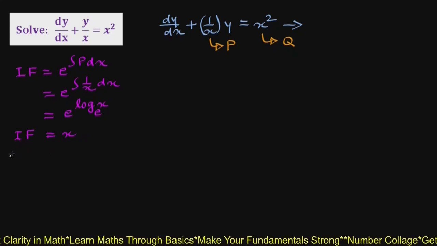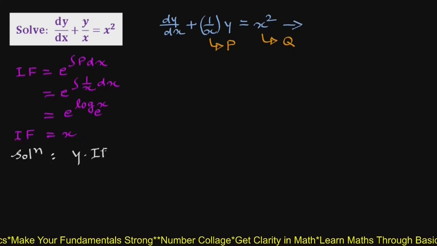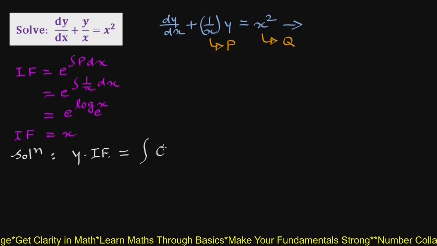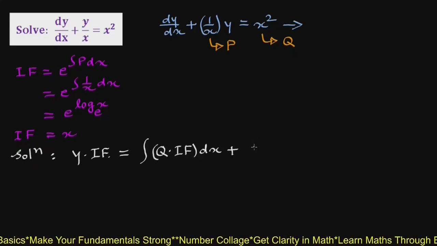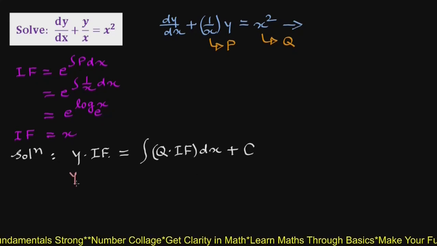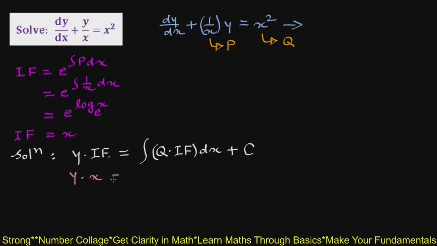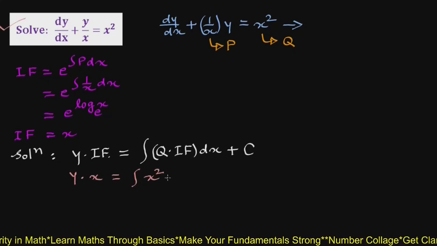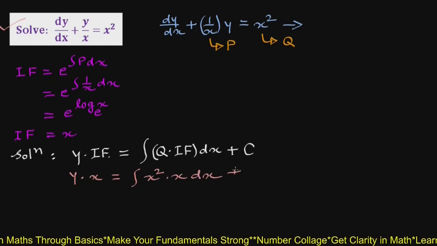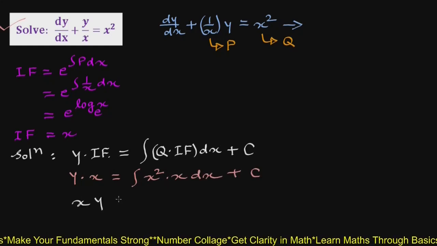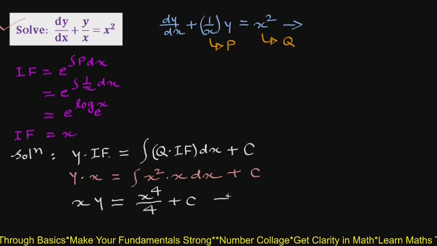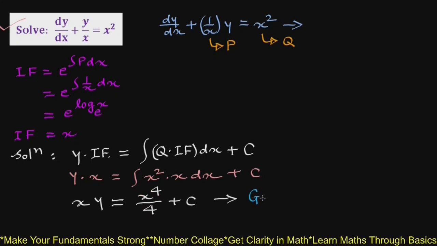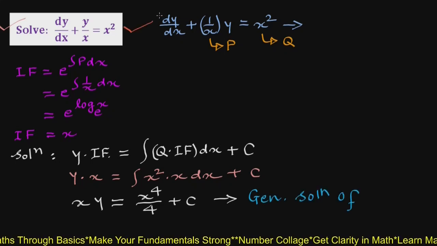Now we write the solution as y into integrating factor equals integral q into integrating factor dx plus constant of integration c, which is y into x equals integral x square into x dx plus c, which is xy equals x raised to 4 upon 4 plus c. So this is the general solution of this linear differential equation.